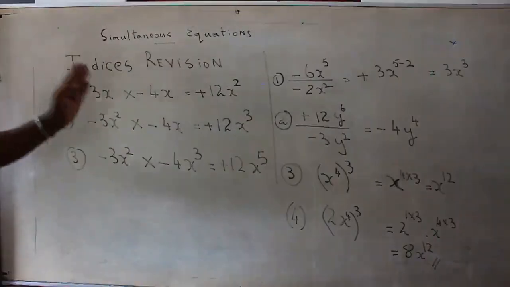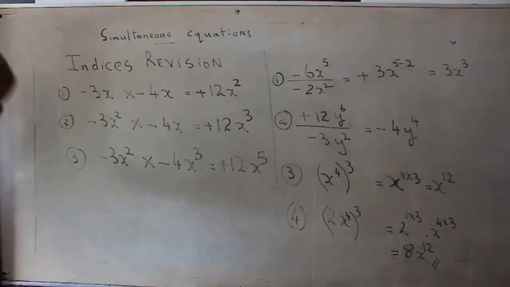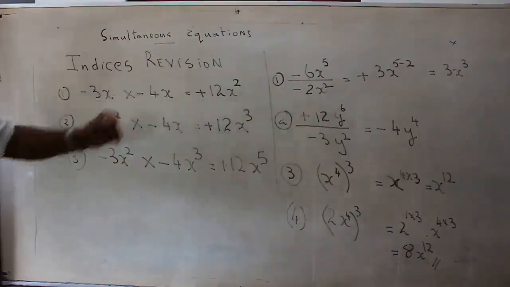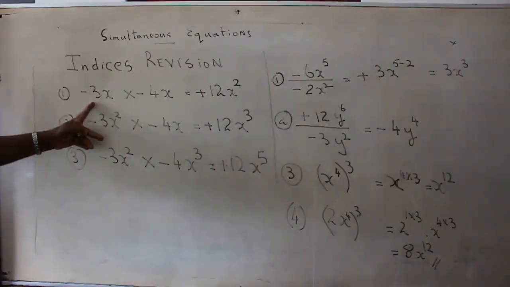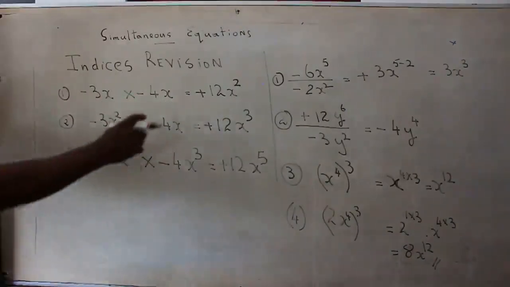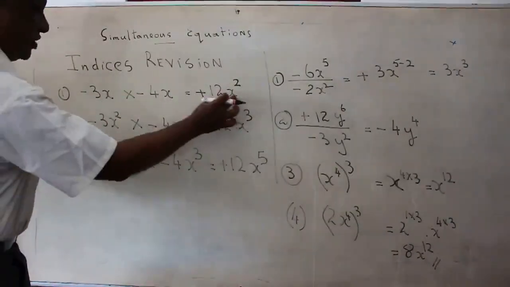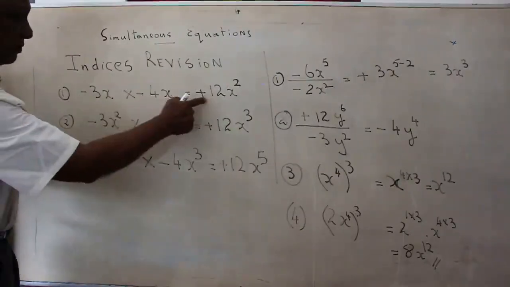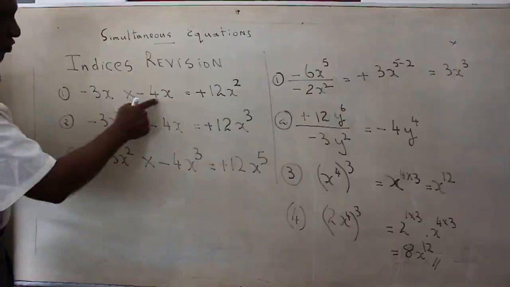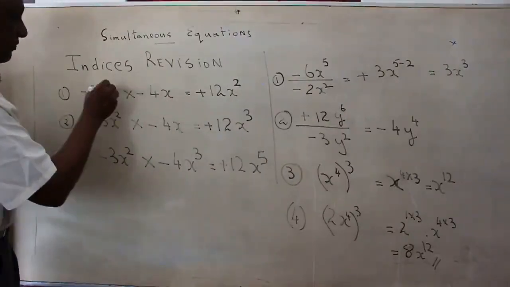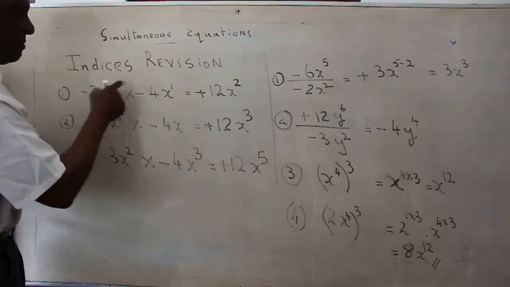Okay, further revision. Now we are going to revise a little bit of indices. You can see minus 3x multiplication minus 4x. The answer will be plus 12x squared. How do you get that? Minus and minus becomes plus. 3 into 4 becomes 12. X and x, which is 1 here and 1 here, 1 plus 1 becomes 2.